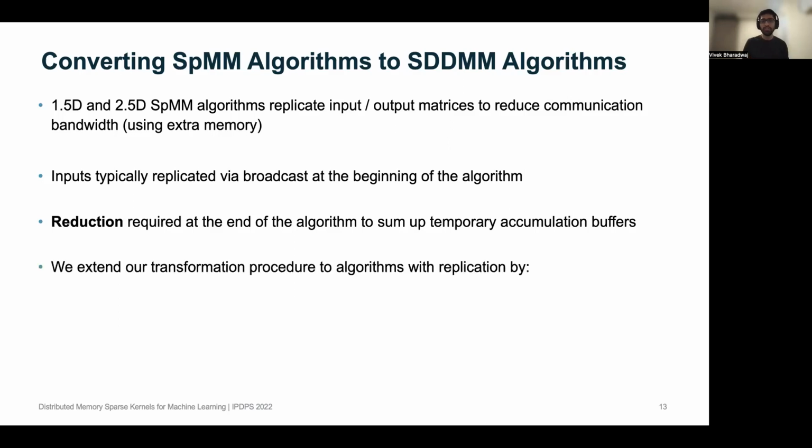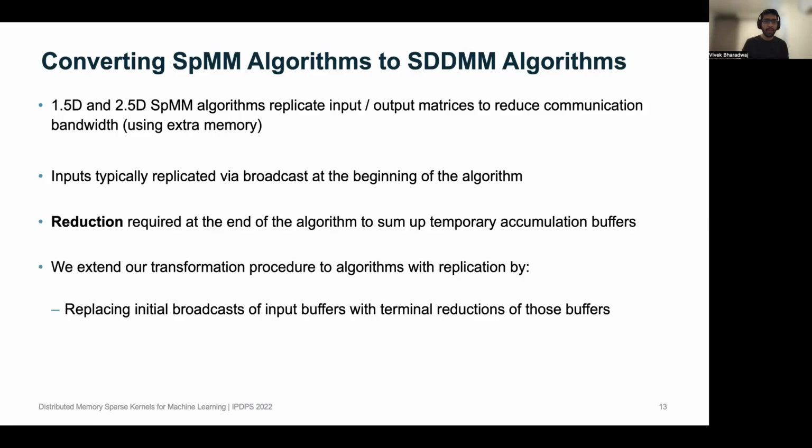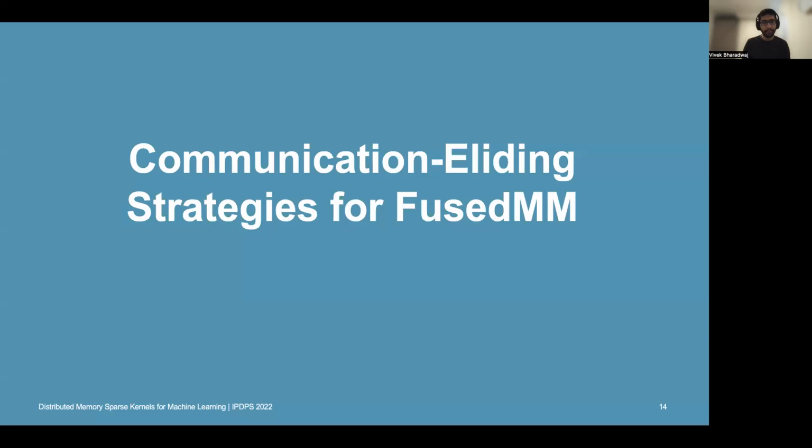So I'm going to extend the transformation procedure as follows. I'm going to replace initial broadcasts of any input buffers with terminal reductions, and replace the terminal reductions with initial broadcasts. This completes the transformation, and we've given a way to convert between algorithms for SDDMM and SpMM.